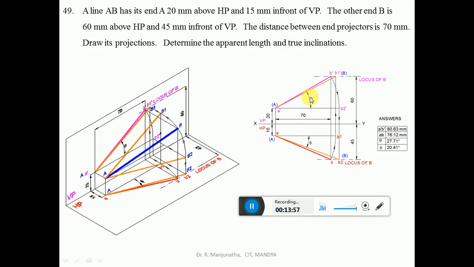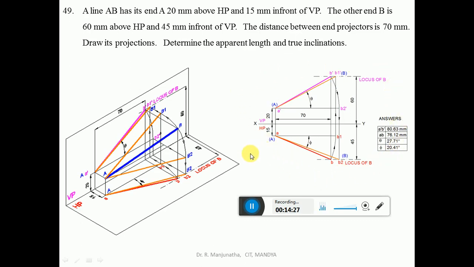Similarly, by using the protractor, you measure the angle of the true inclination with respect to HP, which is theta, which will be 28 degrees when you are doing it manually, and when you are doing it in the computer, it is 27.71. Similarly, by using the protractor, you measure the true inclination with respect to VP, which is equal to phi, which is 20.41 when you are doing it in the computer, and when you are doing it manually, it will be 20 degrees. So this is how we will be able to find the solution.